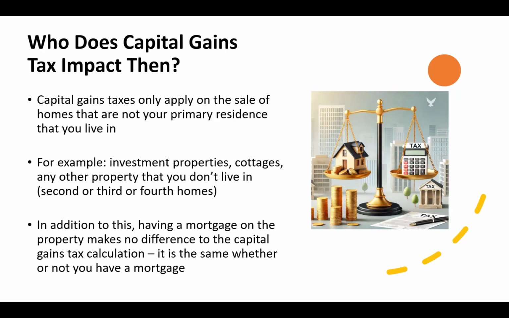So the question then is, who does this capital gains tax impact? Who do these changes impact? Well, they apply on the sale of homes that are not your primary residence that you live in. So for example, investment properties, cottages, any other property that you don't live in, second, third, or if you're lucky enough to own 4 or more homes, all those are subject to capital gains taxes, any property that you don't live in. In addition to this, having a mortgage on the property doesn't really make any difference to the capital gains tax calculation. It's the same whether or not you have a mortgage. And I'm going to give you some examples later in this video of what the capital gains tax looks like now versus in the past.